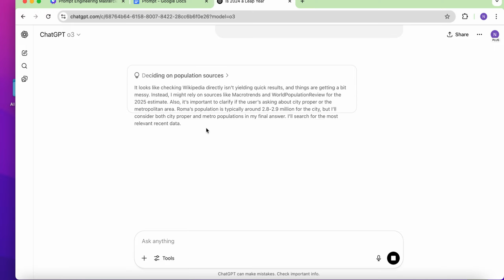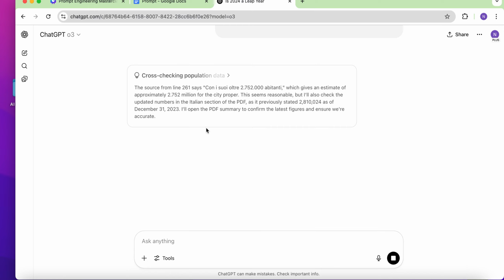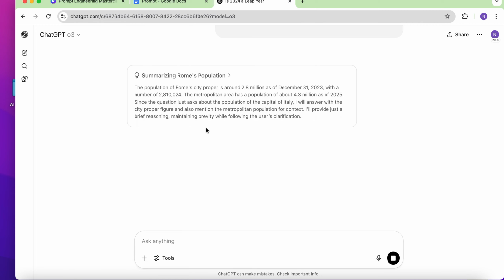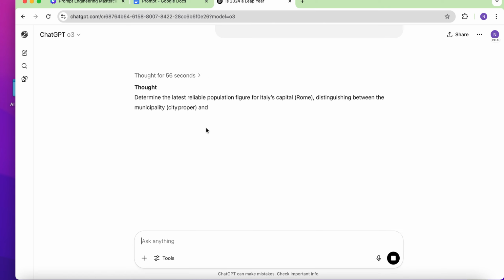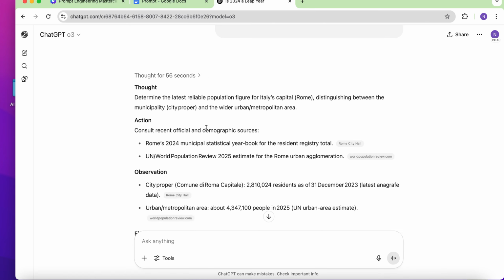We're just going to it's deciding on population sources. It looks like checking Wikipedia directly, and it's still searching, right? The source from line 261 says 2.7. The population of Rome city proper is around 2.8 million. And then determine the last reliable population figures for Italy. The thoughts, action, consult recent official and demographic sources, and then the observation.